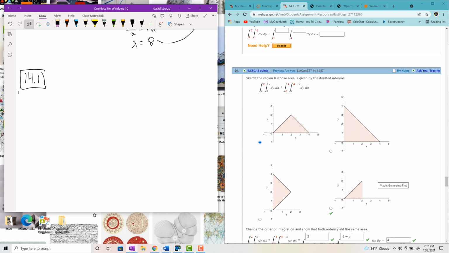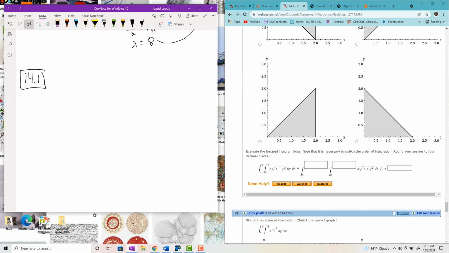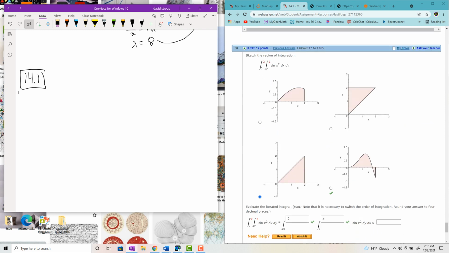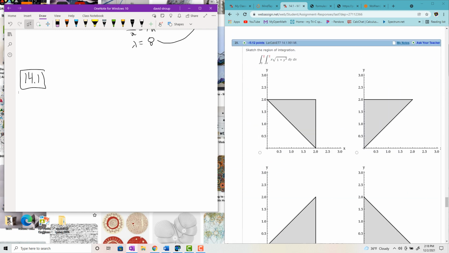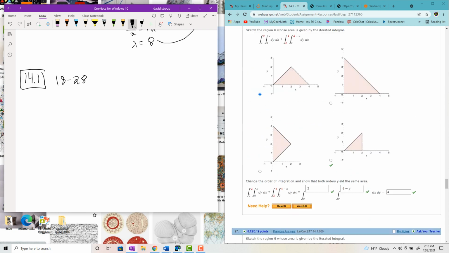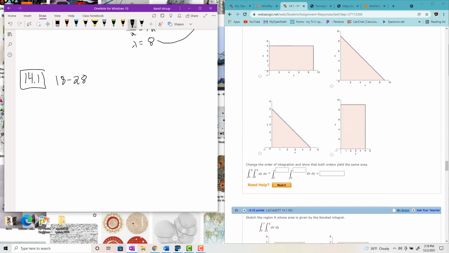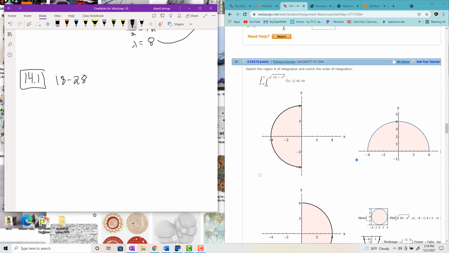Probably like any of those, 18 to 28. Is that too many for you? That will be good. You should be able to do any of those, 18 to 28. And I like the ones where you kind of have to sketch and then switch the order. So something like number 21 would be a good bet.